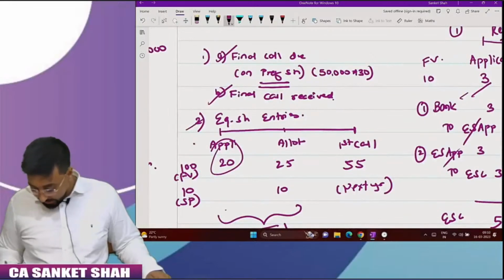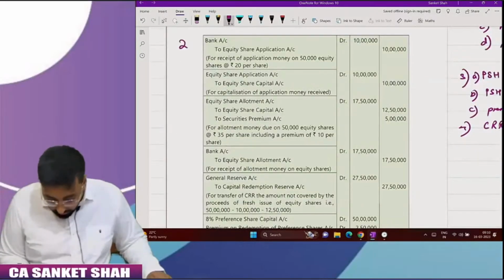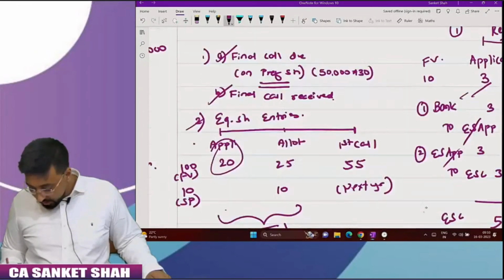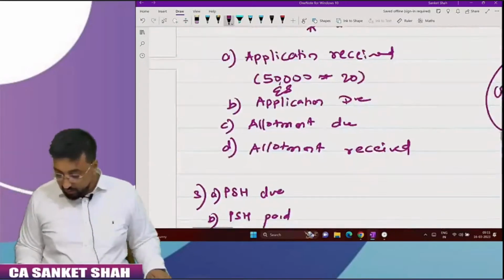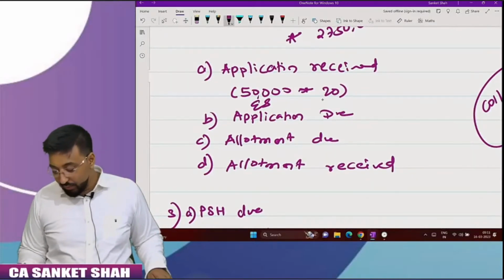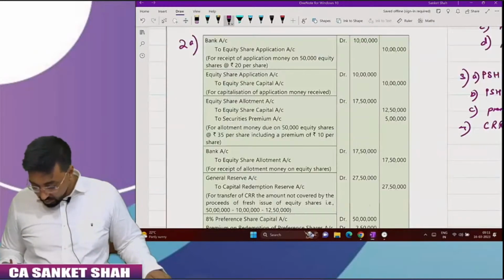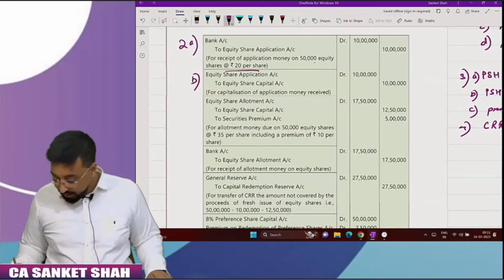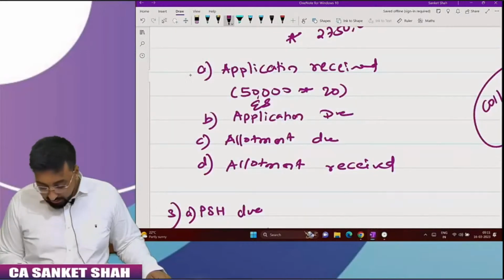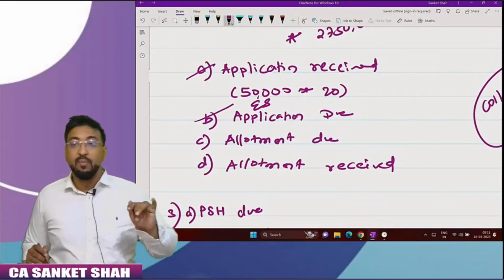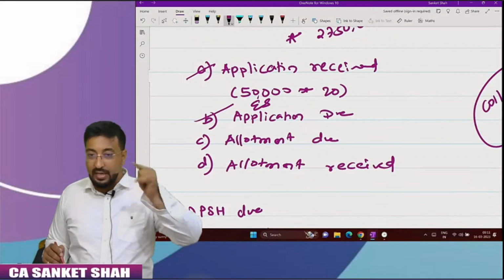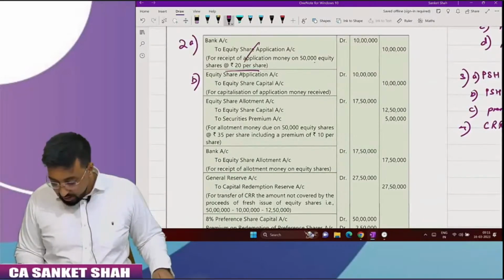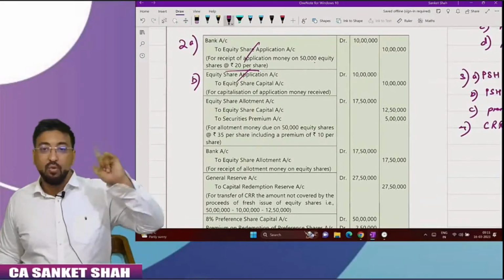Second entry, equity shares related, 2A. Bank account debit to equity share application. Sir, application shares received. You only called 50,000 into 20. So 50,000 into 20, 10 lakhs. Bank account debit to equity share application. B, equity share application due. So what is the equity share application due? Equity share application has to be cancelled. Debit to equity share capital. Okay, sir. Second entry understood. Application will get cancelled. So application debit to equity share capital.